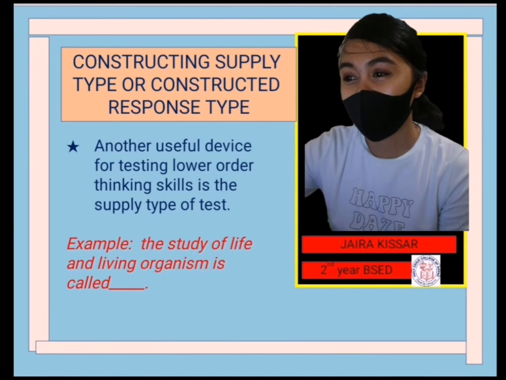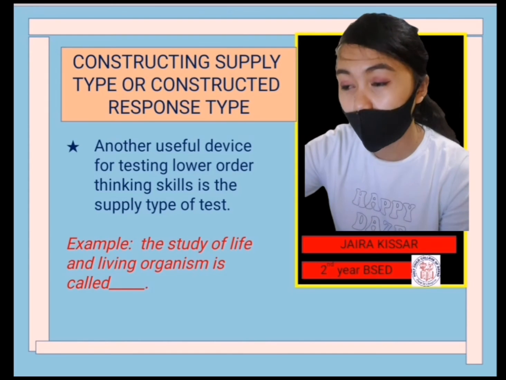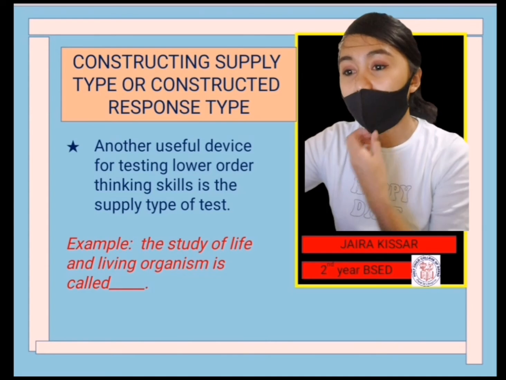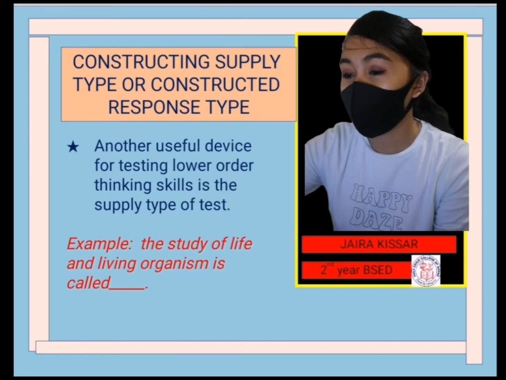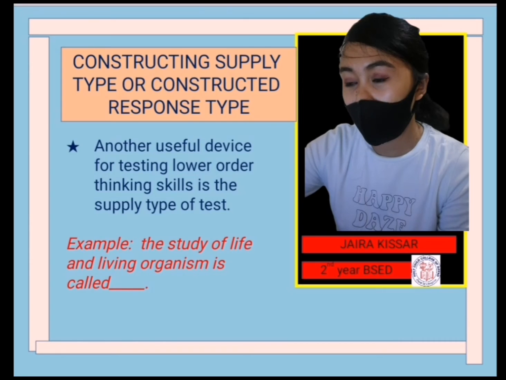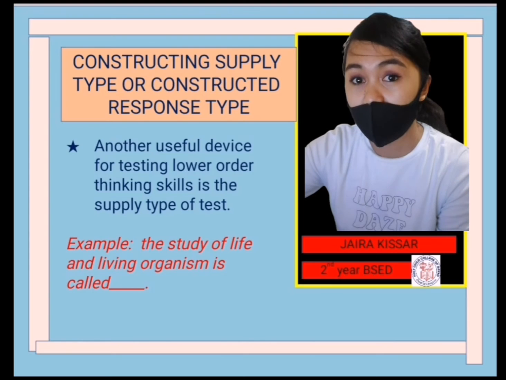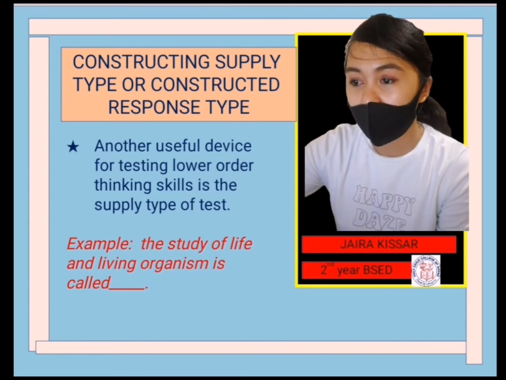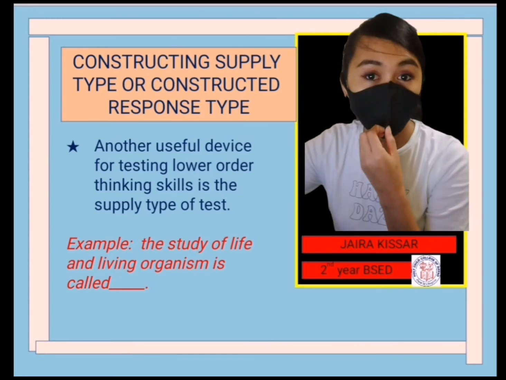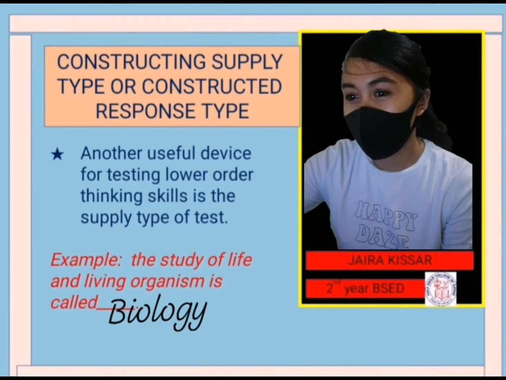Constructing supply type or constructed response type. Another useful device for testing lower order thinking skills is the supply type of test. Like a multiple choice, the item in this kind of test consists of a stem and a blank where a student would write the correct answer. Stems can be in the form of a question or an incomplete sentence. For example, the study of life and living organisms is called what? It's called biology. Yeah, that's right.